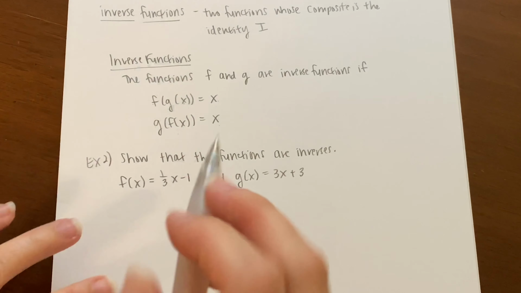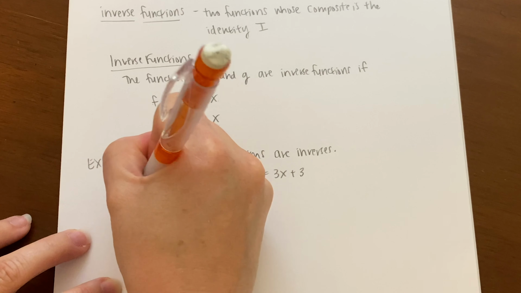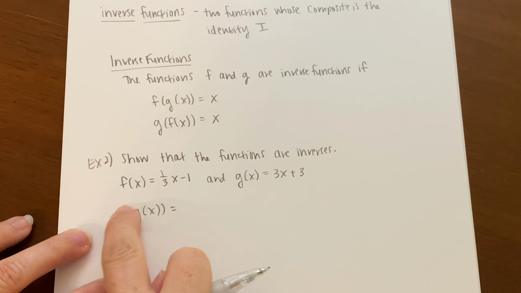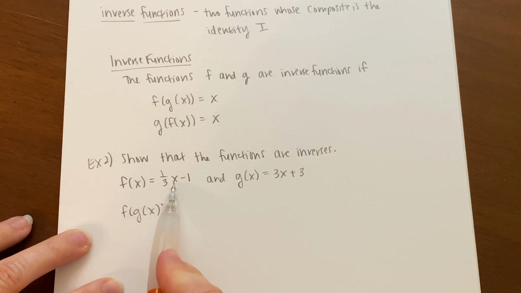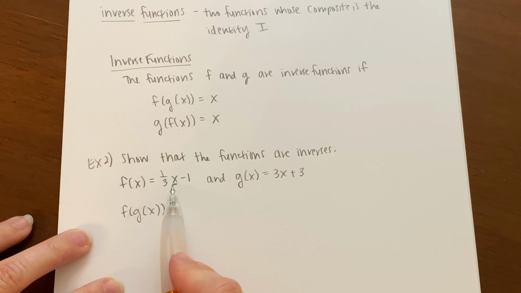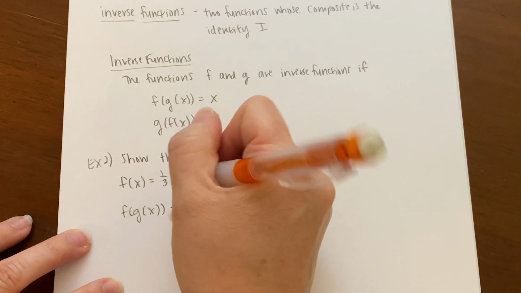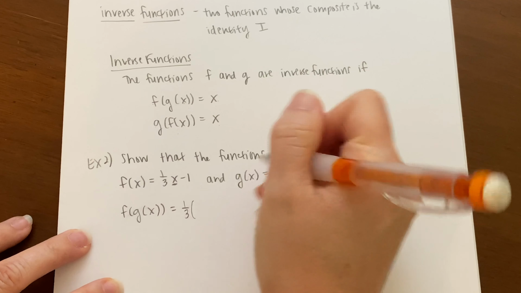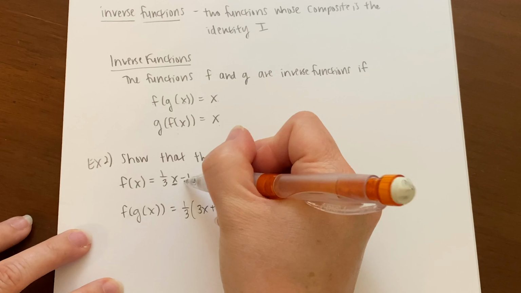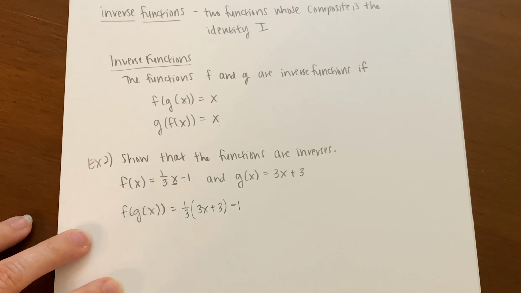All right, so let's do f of g of x. Again, I'm putting the g function inside of the f function. So looking at the f function, where there's an x, I'm going to plug in 3x plus 3. I'm putting this whole function inside in place of that x. So I've got 1/3 times 3x plus 3, and then this still has a minus 1. So don't forget that little piece.